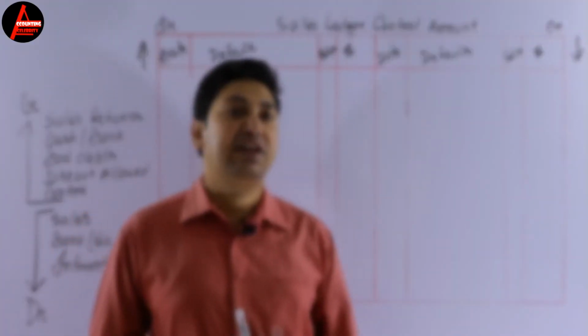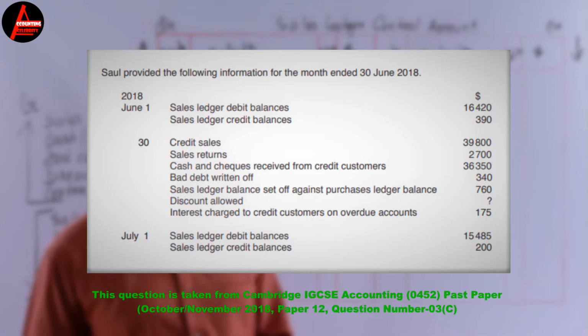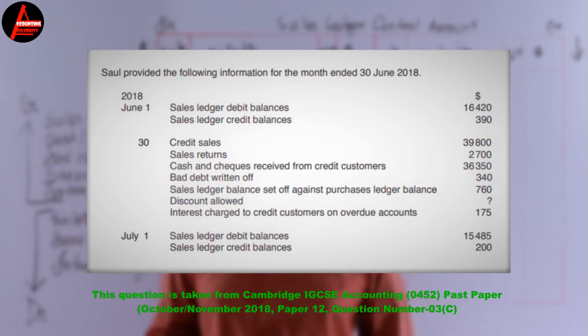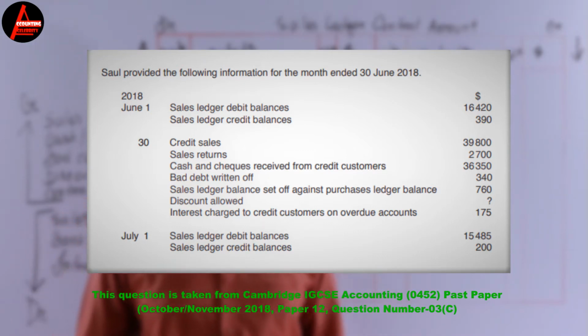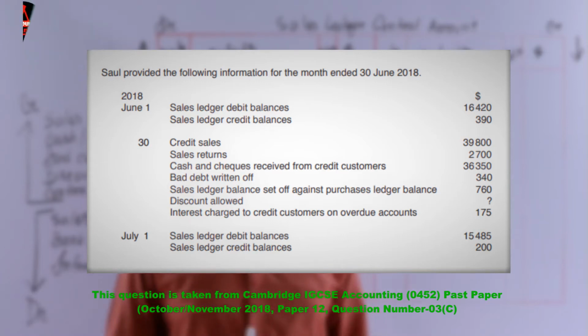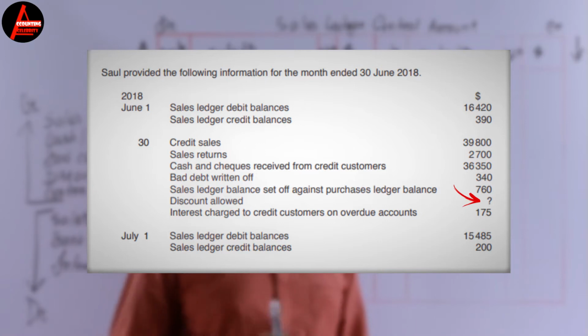Okay, look at the question here. What is written? Saul provided the following information for the month ended 30 June 2018. Okay, what is written? 2018 June 1st, sales ledger debit balance. Okay, and sales ledger credit balance. Very good. And there's a question mark, which is discount allowed.